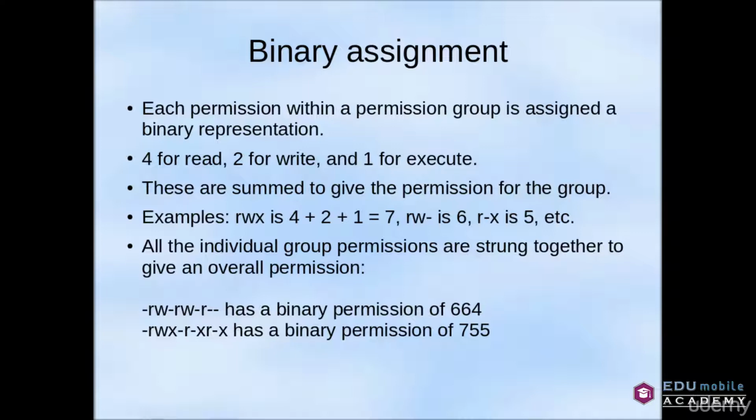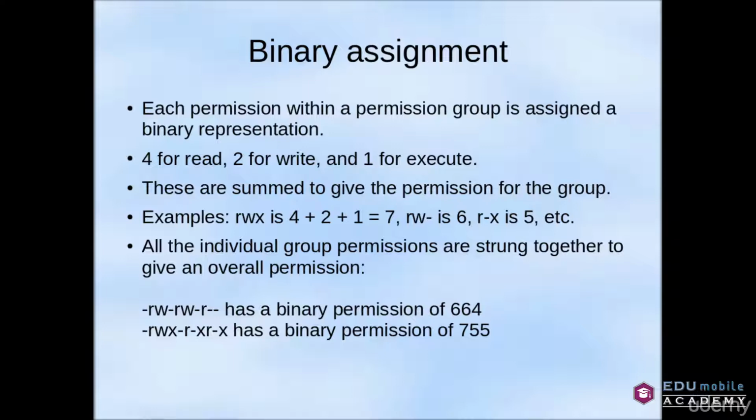So what that means is, if we only have read, it's 4. If we only have write, it's 2. And if we only have execute, it's 1. And these are summed to give the permission for the group. So examples, RWX is 4 plus 2 plus 1, that's 7. RW dash would be 6, R dash X, read and execute, is 5, and so forth.